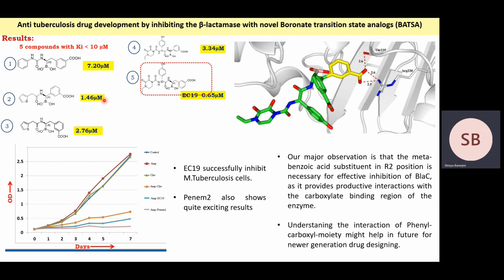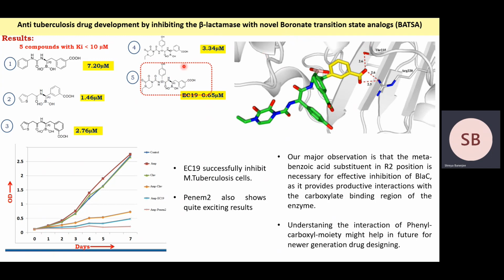What was found is that 5 compounds were observed with less than 10 micromolar binding, and the best binding, that is the lowest value, which is 0.65 micromolar, which shows the strongest binding, was the one proposed for the anti-tuberculosis drug. This one, called EC19, successfully inhibits the tuberculosis cells. So here, if you have the rate of cell growth and here the number of days, you can see that EC19 is significantly slowing down the growth of tuberculosis bacteria as the days proceed.